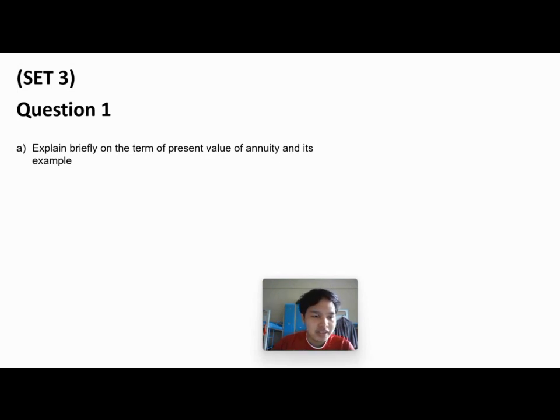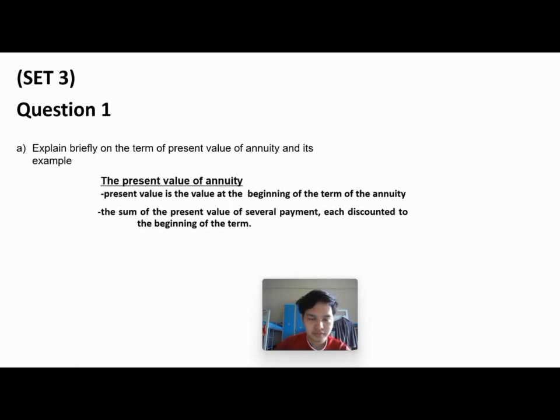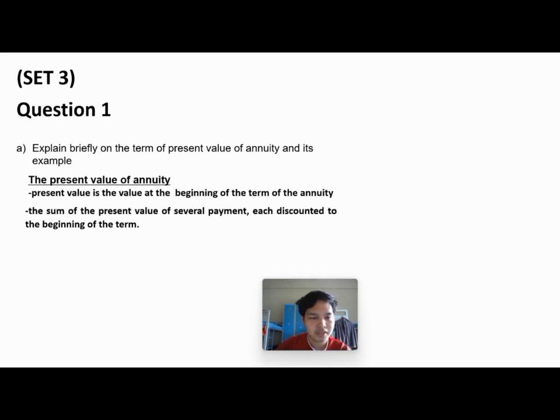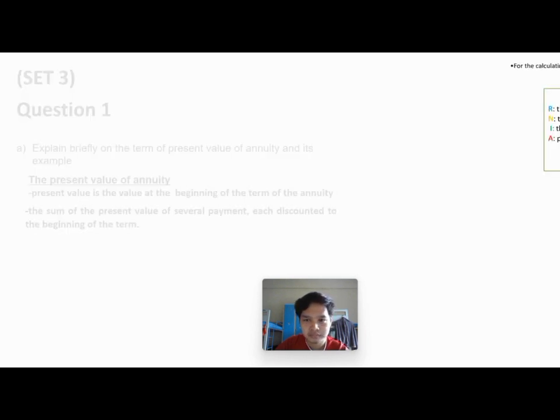Okay, let's start with question 1. A. Explain briefly the term present value of annuity and give an example. What is present value? Present value is the value at the beginning of the term of the annuity, the sum of the present value of several payments each discounted to the beginning of the term.